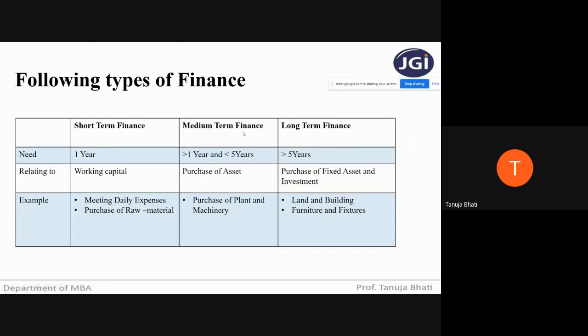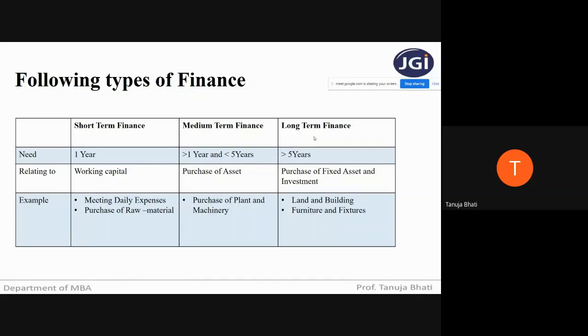Okay, and then long term finance, when the need is for more than 5 years, is termed as long term finance. The need is termed as a long term need, and majorly it is for the purchase of fixed assets and making investments. So usually it is for the purchase of land and building, or furniture and fixtures. Usually medium term and long term will depend upon the type of asset that you're purchasing, and at what intervals you are going to make the replacement of those assets.